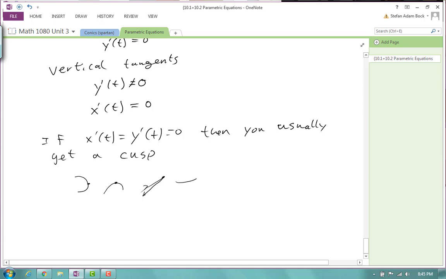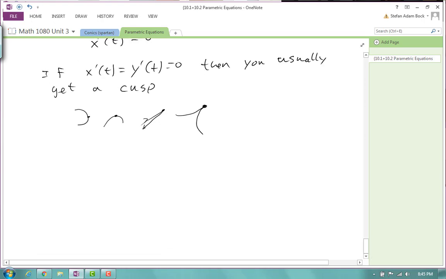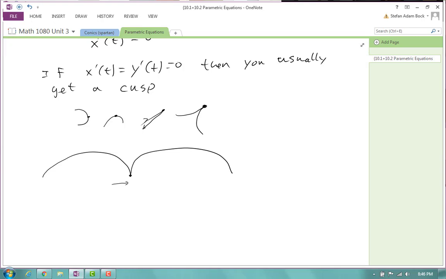So a lot of times this will end up looking like this, or in the case of the cycloid previously, you end up with these large humps, where here you get dx/dt equals 0, because that's where it dips down and back up again, and dy/dt is equal to 0, because that's when it hits the bottom and then starts going back up again. It is entirely possible that you won't have a cusp. You can come up to a point, have a slope of 0, and then move on.